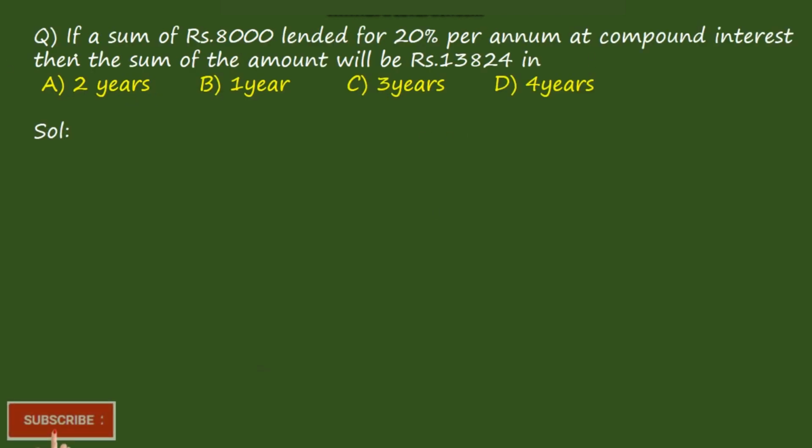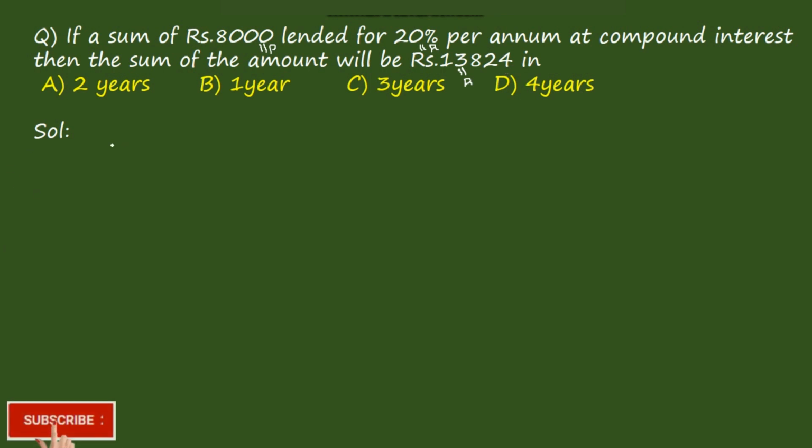Coming to the next question. A sum of rupees 8,000 lent at 20% per annum at compound interest becomes 13824. First, understand the question. They're saying a sum of 8,000, which means they have given the principal, right? Lent at 20% per annum, so this is the rate, right? At compound interest. Then the amount will be 13824. This is the amount, right? Now they're asking how many years are taken to convert 8,000 into 13824?